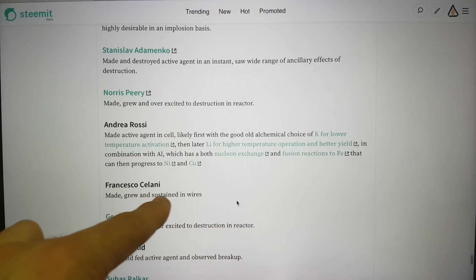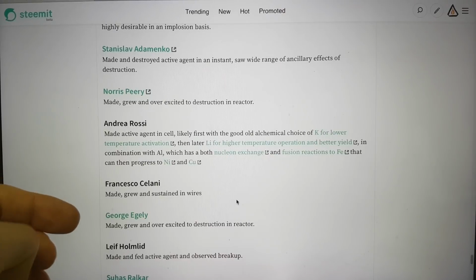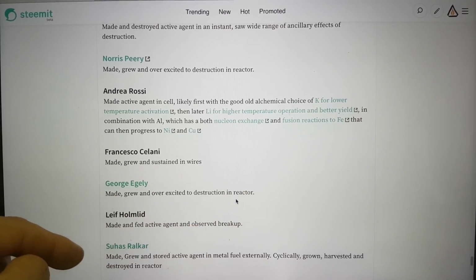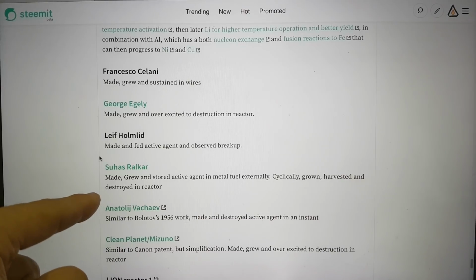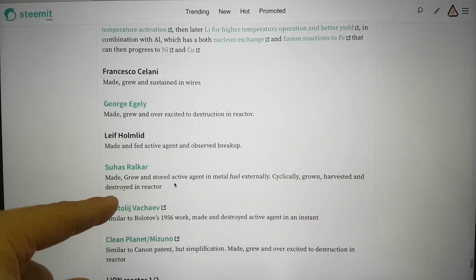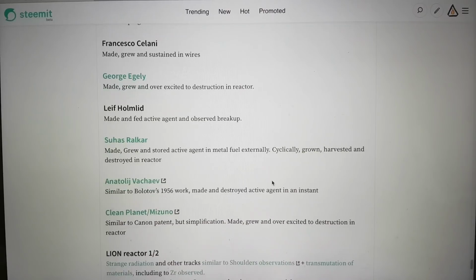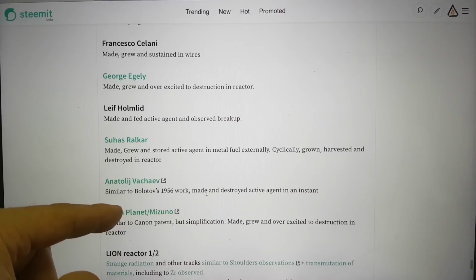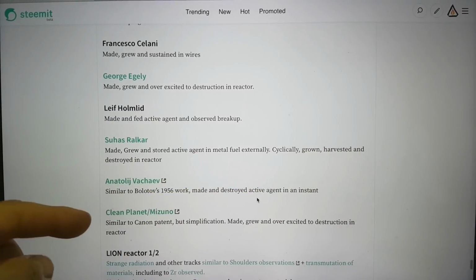Francesco Celani made, grew, and sustained the active agent in the wires, so it's very similar to Francesco Piantelli. George Egely made, grew, and overexcited to destruction in his Nova reactors. Leif Holmlid made and fed the active agent and observed breakup. Suhas Ralkar made, grew, and stored the active agent in metal fuel externally, cyclically grown, harvested, and destroyed in the reactor. Anatoly Vachaev, similar to Bolotov's 1956 work, made and destroyed the active agent in an instant. When I say that, these are kind of like discharge experiments.